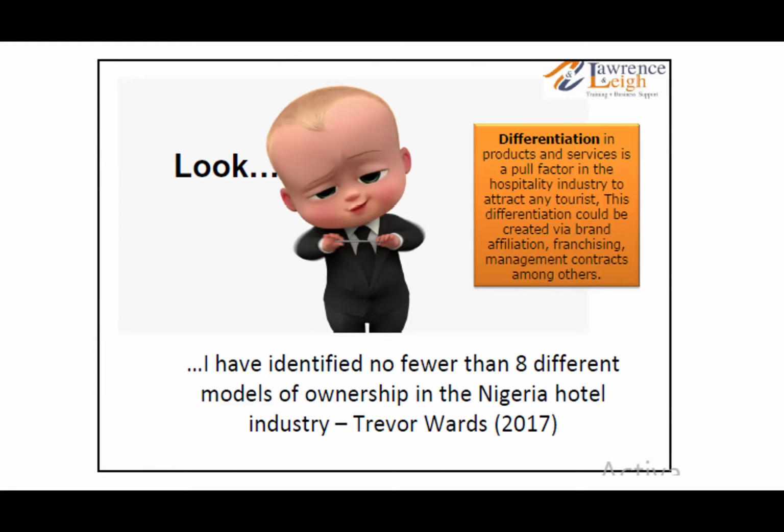The customers want to come to the hotel because you are where they want to make the booking. You're on their phone, you're on their website, you're on their pages, and they are there for you, and that is what it means. This is what distribution uses to attract tourists, guests, businesses into a hotel. This differentiation could be created via brand affiliation, franchising, management contract, among others. And above all, this knowledge that we're trying to improve ourselves on, which is hospitality distribution and revenue management.